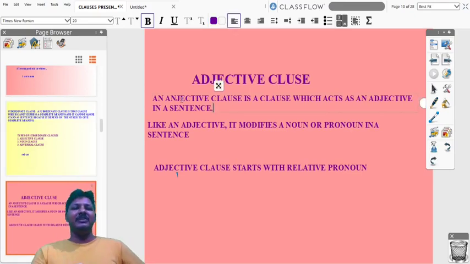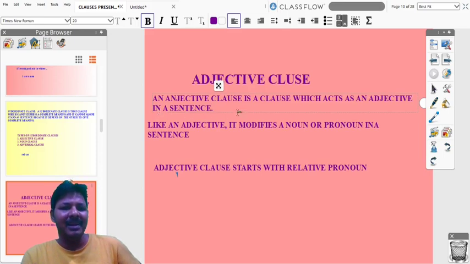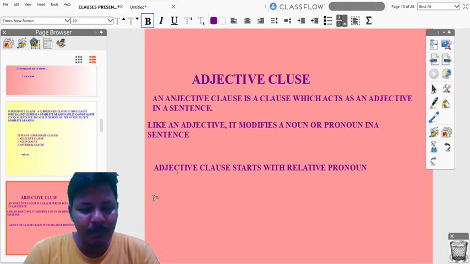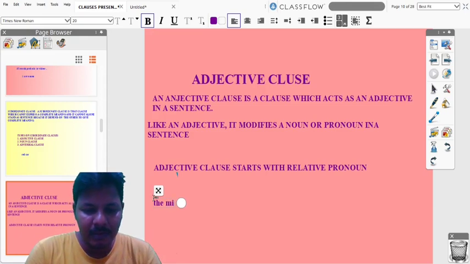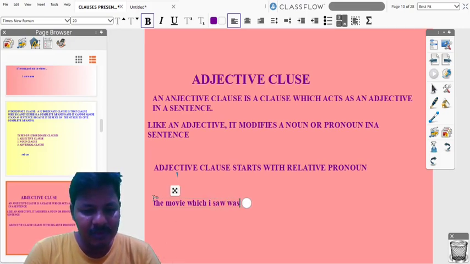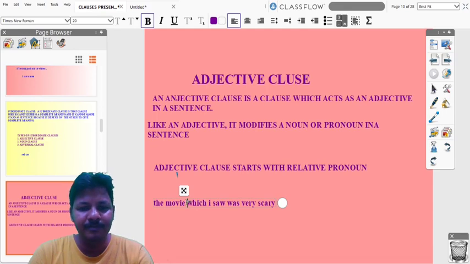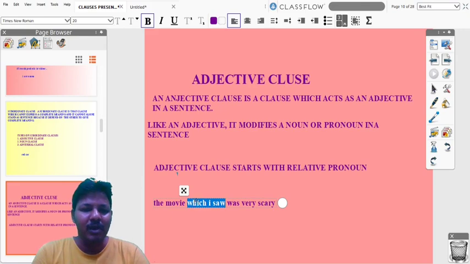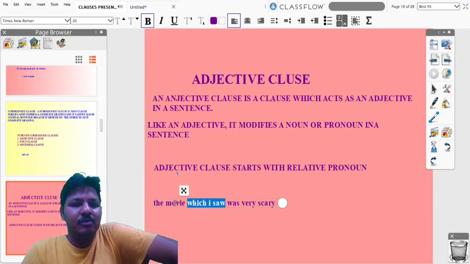So here, friends, as I said earlier, an adjective clause is a clause which acts as an adjective in a sentence. Like an adjective, it modifies nouns or pronouns, which means it gives information about the nouns or pronouns in a sentence, friends. So let me give an example for the adjective clause. The movie which I watched yesterday was very scary. Friends, here which I watched yesterday is an adjective clause. Here which is the relative pronoun. This relative pronoun talks about the movie, or gives information about the noun, friends. So like an adjective, an adjective clause also modifies the nouns. I hope you understand. So we will go to the next slide, friends.